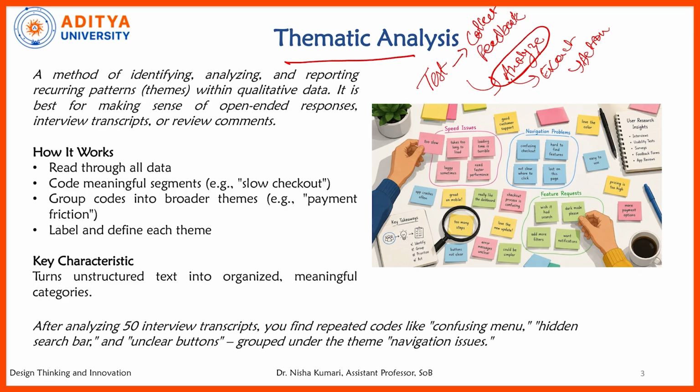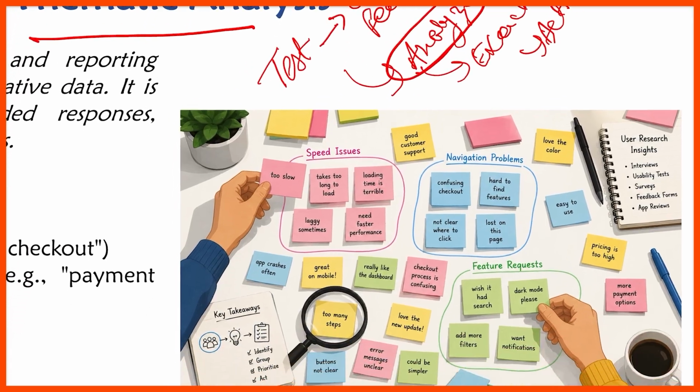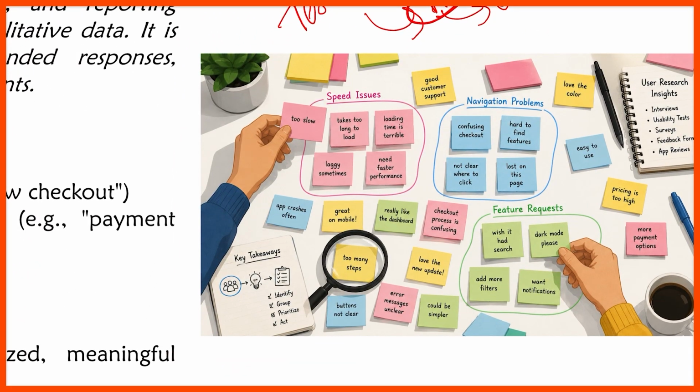So in thematic analysis, what is happening? We get the qualitative data, and we frame that qualitative data within some kind of patterns, or you can say themes. For example, as you can see in this picture, whatever data they gathered, they divided into categories. First one is speed issues, second is navigation problem, and third is feature request.